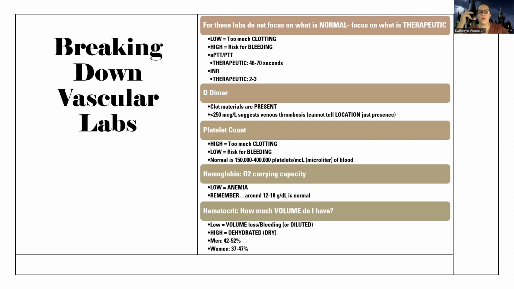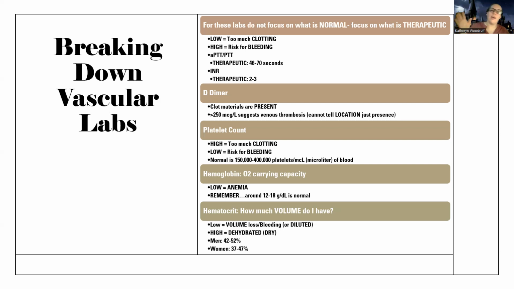The other lab we're going to talk about that can be used for monitoring anticoagulation for specific medications is what's called INR. And this again has a therapeutic range of 2 to 3. Now there are no seconds here, it's a ratio, but it's the same thing. If I'm above 3, I'm taking longer to form a clot, which is good, but once I'm above 3, it's too much. I'm so much more likely to bleed.